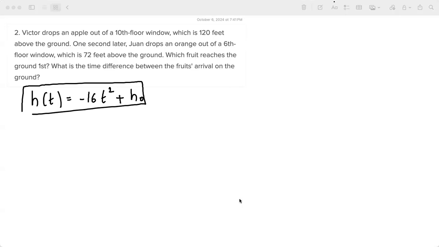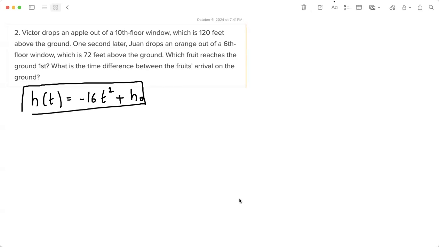Sure, Cheryl. So, Cheryl, where can I help you? Can you tell me? Cheryl, you have to use this equation. Whenever something falls to the ground, its height becomes 0. So basically, h of t is the height at time t. So that is our function value. That becomes 0 when the fruit reaches the ground.